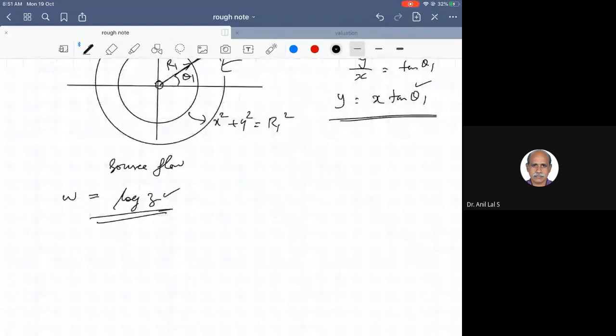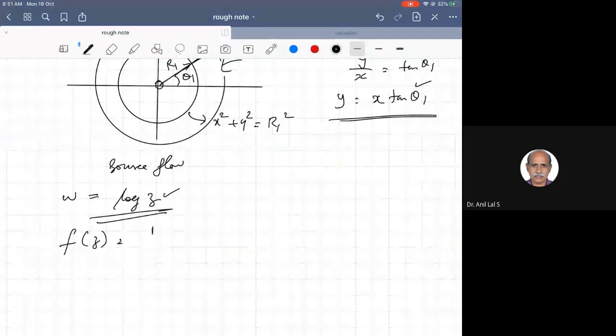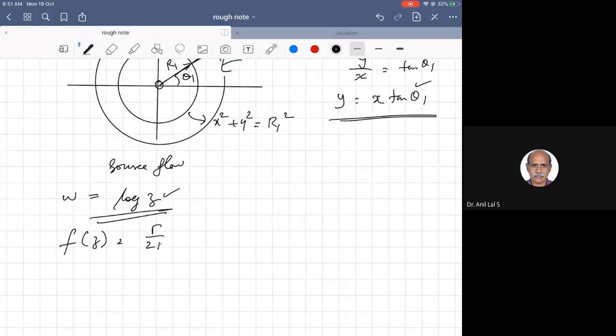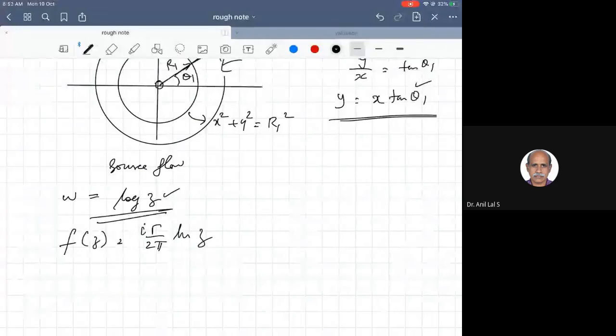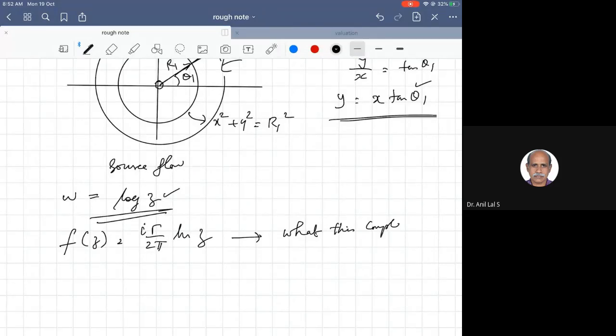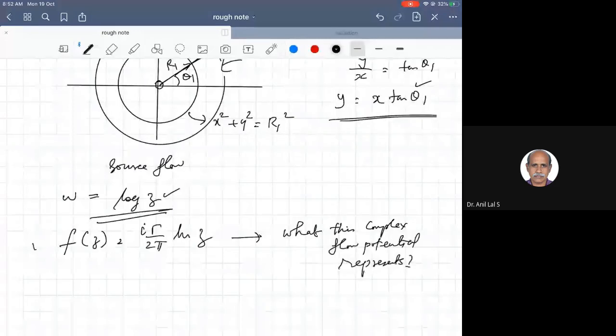Now just see this. I will write f of z is equal to gamma by 2 pi into logarithm of z, multiplied by i into gamma. There's an i also there. So what flow does this complex flow potential represent?